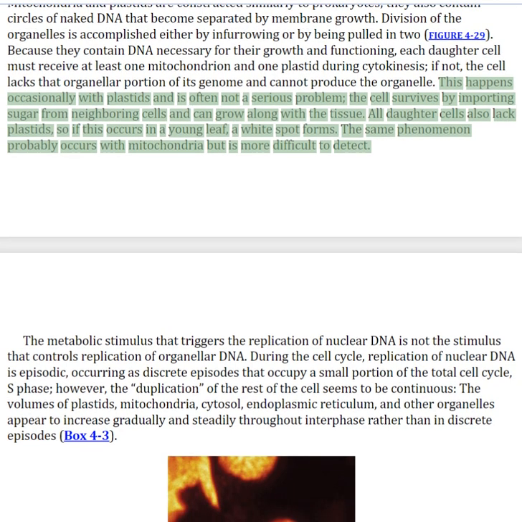If not, the cell lacks that organelle portion of its genome and cannot produce the organelle. This happens occasionally with plastids and is often not a serious problem. The cell survives by importing sugar from neighboring cells and can grow along with the tissue. All daughter cells also lack plastids, so if this occurs in a young leaf, a white spot forms. The same phenomenon probably occurs with mitochondria but is more difficult to detect.